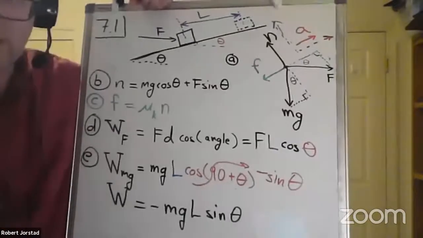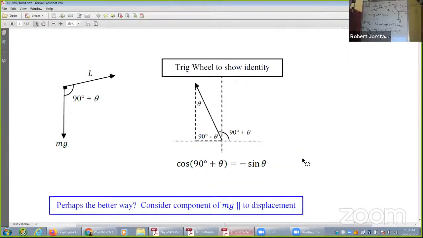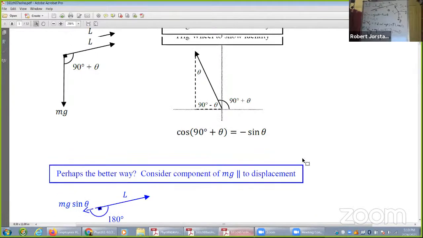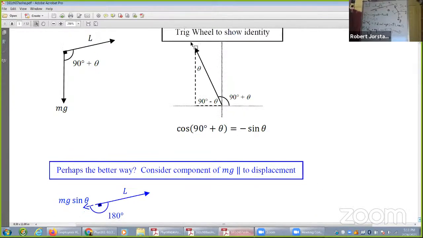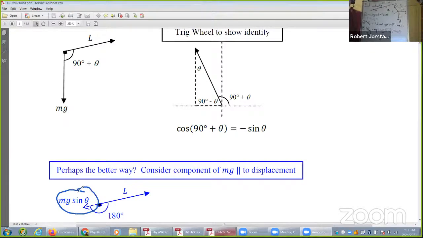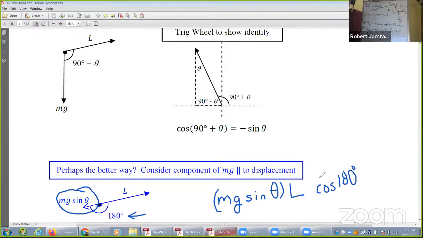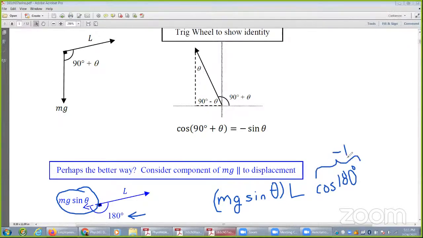Now, I'm going to show you one other way. I know this seems crazy. I like to show people every possible way I could think of to calculate this and then let them decide what they want to use. This might be a smarter way to do it right here. Give me just a sec. So notice in this case, this is the component of gravity downhill. Mg sine theta there. Notice the angle between is 180. So you'd get mg sine theta times L times cosine of 180. And what's cosine of 180? Take a guess. Negative 1. And so we get exactly the same result.